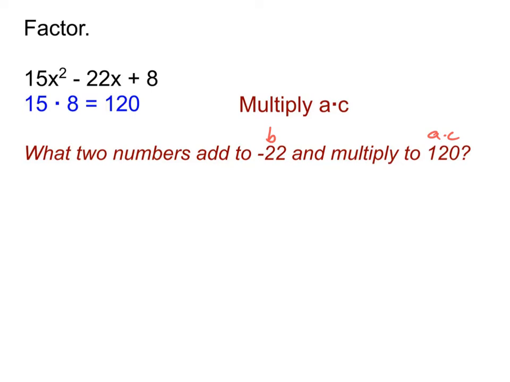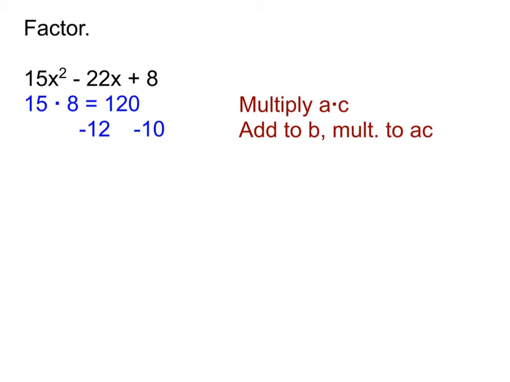All right, so we need to figure out what two numbers add to negative 22 and multiply to a positive 120. Well, if we're adding to a negative but multiplying to a positive, that tells us that both of those numbers need to be negative. And so then I'm thinking about 22 and 120. Well, 120, the numbers that jump out to me first that multiply to 120 are 12 and 10. So I might try that first, like negative 12 and negative 10, which does indeed add to negative 22, so that's my winning combination. So I've now identified what two numbers add to b but multiply to ac.